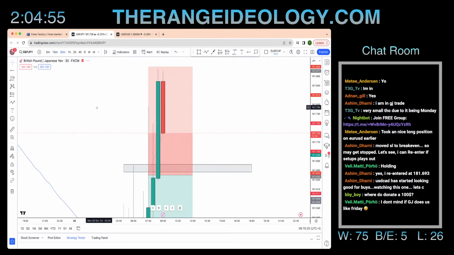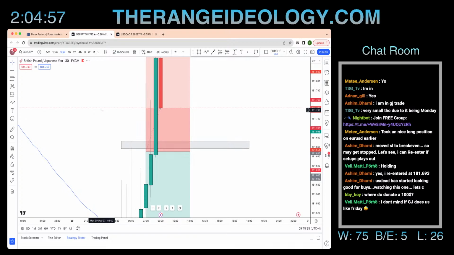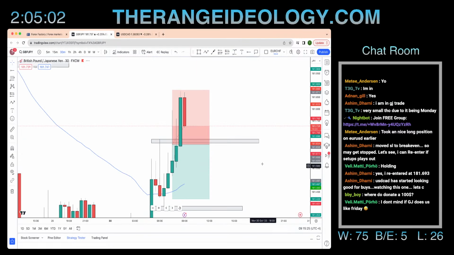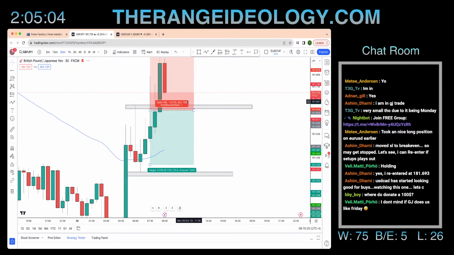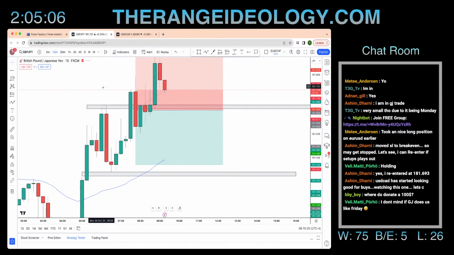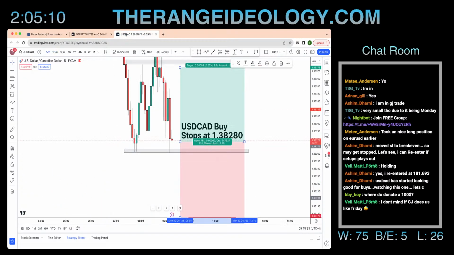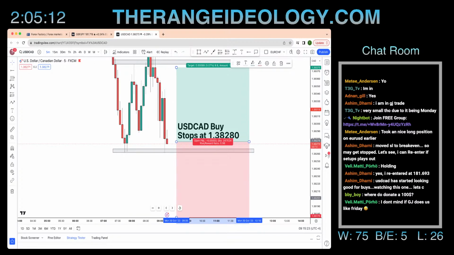Look at the 30-minute candle, guys. Just wow. Does it make that full push down, guys? I don't know. It's attempting to. GJ is here, USD CAD.